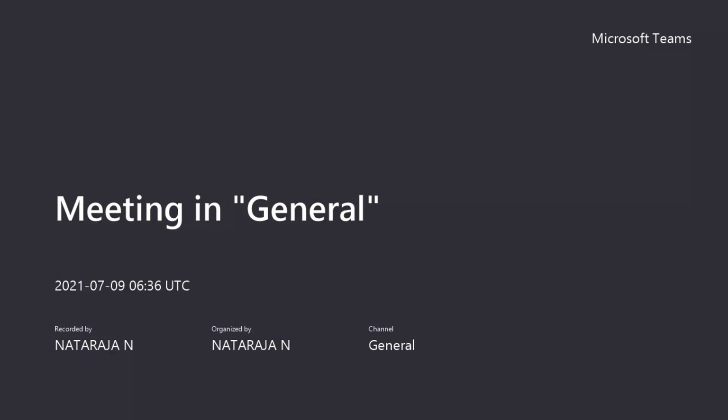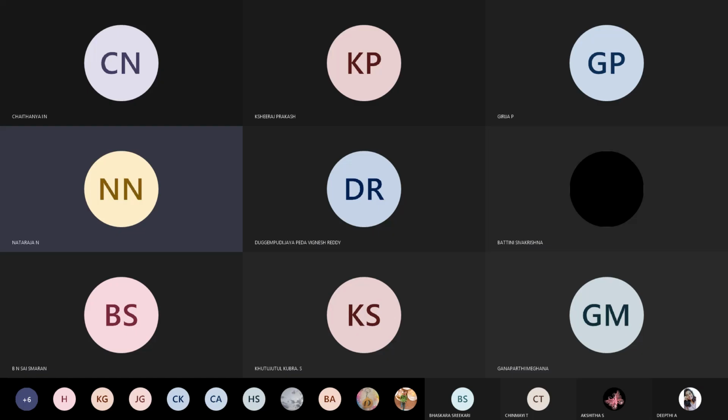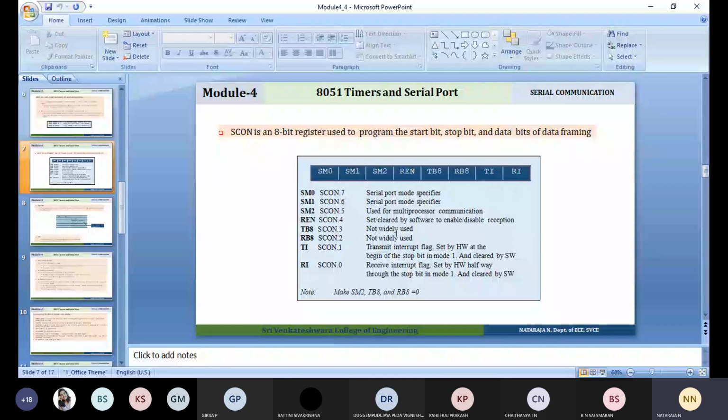SCON register, we can call it a serial control register. Here the SCON register is an 8-bit register. You are observing here RI, TI, RB8, TB8, REN, SM2, SM1, SM0. We'll discuss what exactly these are later. Totally we have bits from LSB 0 to MSB 7.